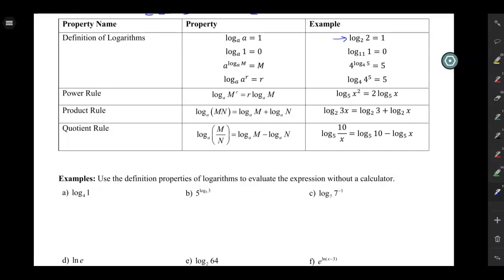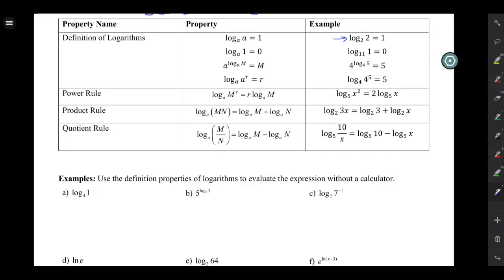The next one is nice. Whenever you have log base A, so log with any base, and you have a 1 as your argument, it's always going to be 0. And the reason why is because A to the 0 power is equal to 1. You see that over here, we have log base 11 of 1 is just equal to 0.